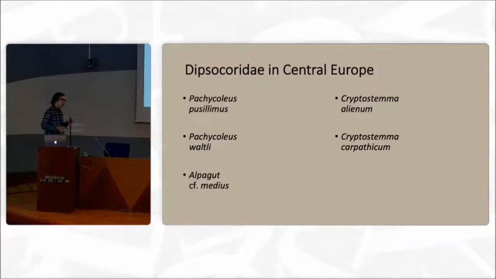However, after a careful examination of specimens from my collection and from the collection of the National Museum in Prague, we found out that there is another species that was confused with Cryptostemma alienum, and probably in a lot of cases not identified correctly. And that is Cryptostemma rehmanni, which was formerly thought to occur only in the Mediterranean area.